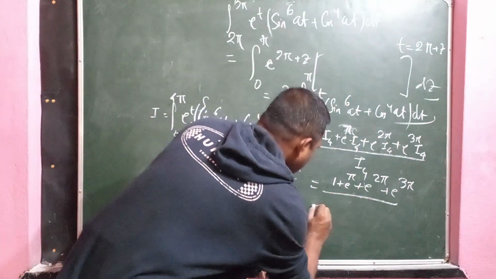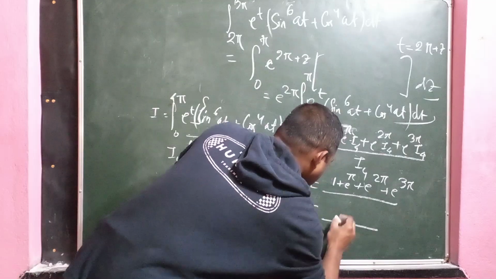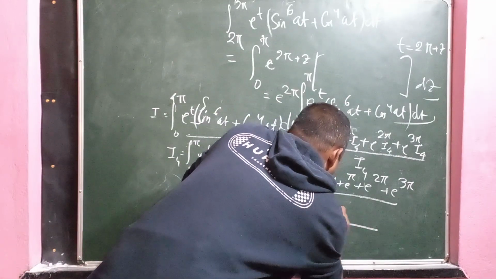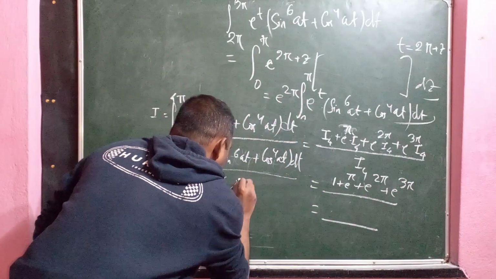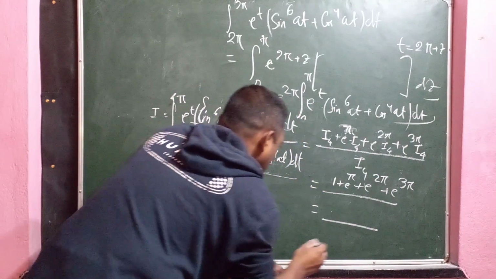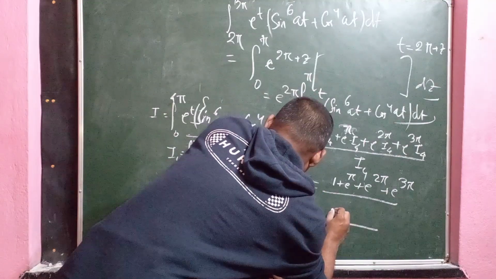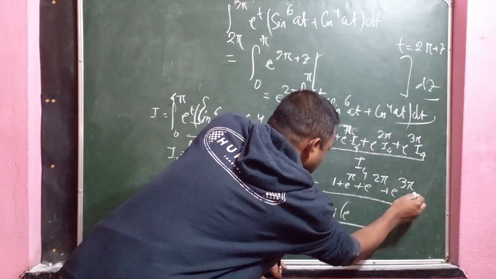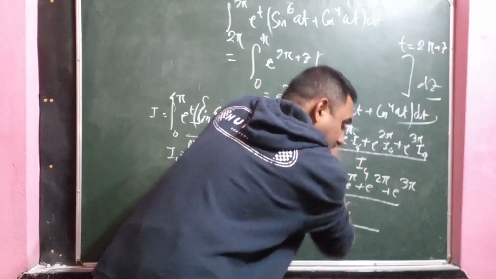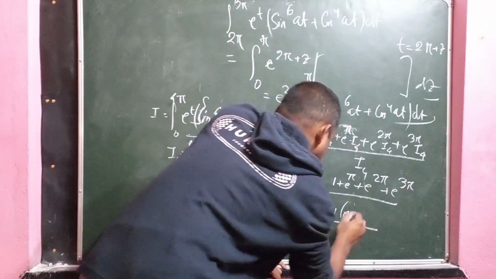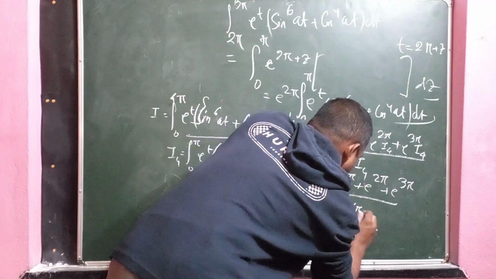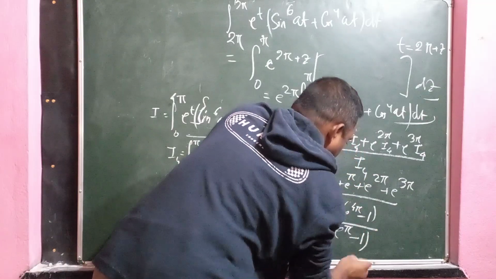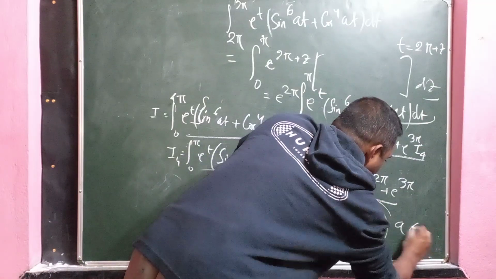And this is basically a GP, and the GP formula is a times r to the power n minus 1 by r minus 1. So that is, a is 1, r is e to the power pi, and n is 4, so it is e to the power 4 pi minus 1 by e to the power pi minus 1. R is this. Okay, this one is the answer for all a belongs to N.